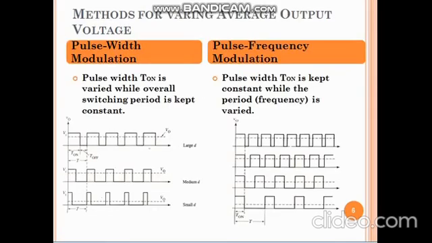We have 2 different kinds of techniques for controlling the output voltage. One is pulse width modulation, another is pulse frequency modulation. Pulse width modulation means T on is varied while the overall switching period is kept constant. So your total time T is constant. You vary only the turn on time, and depending on that turn on time, your output will vary.